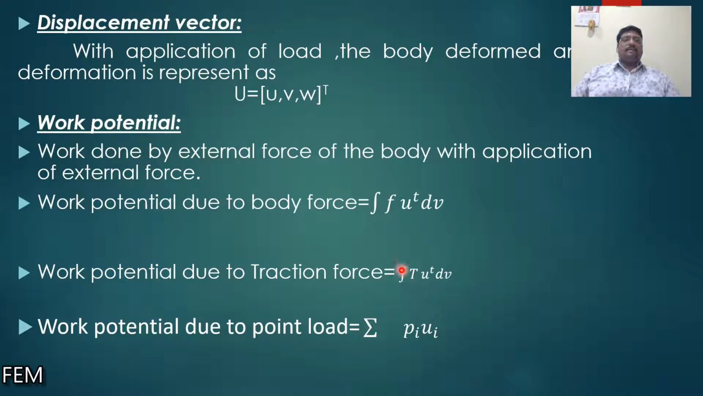Hence I can consider the integral over the surface area of T into u into ds as the work potential due to the traction force. Similarly, for the point load, since the point load is concentrated at only a single point, I can take the summation over i equal to 1 to n of Pi ui, which is the work potential due to the point loads. These are the work potentials due to the body force, traction force and point loads.